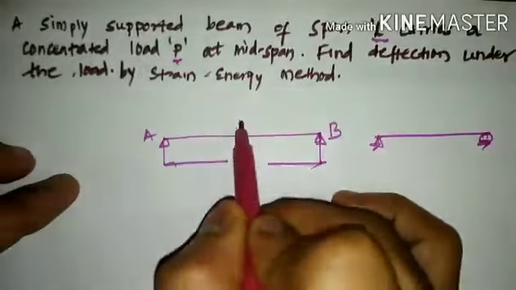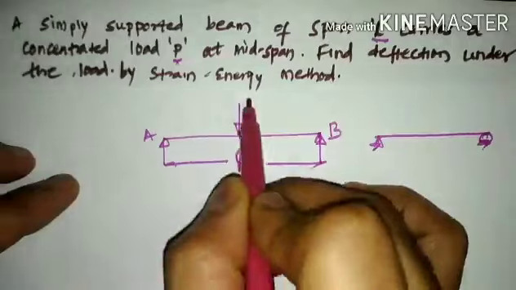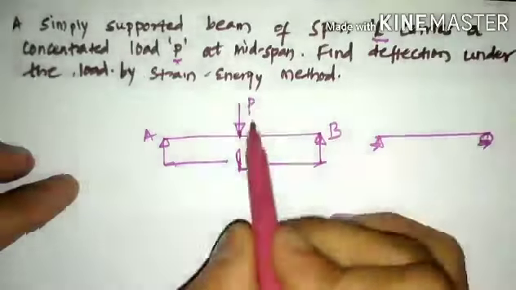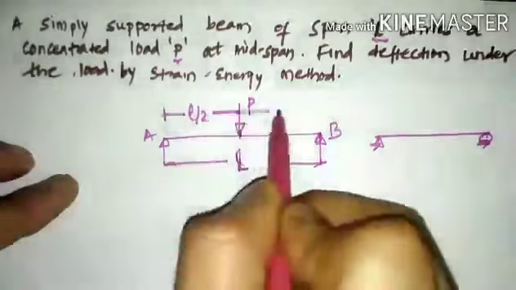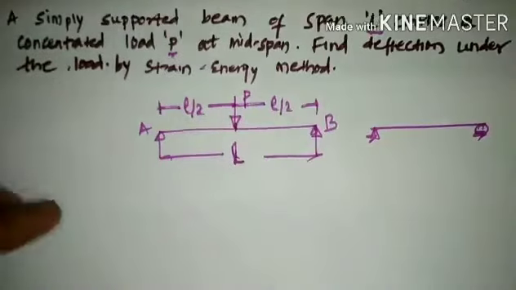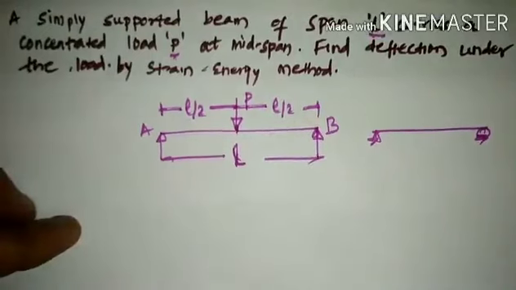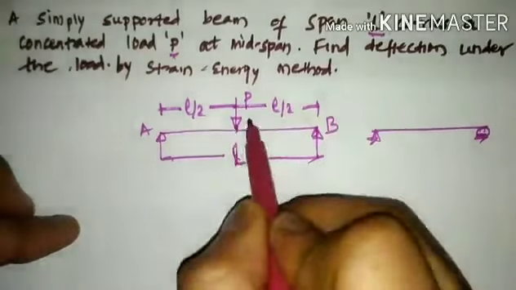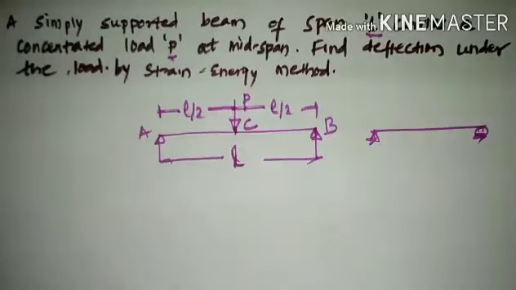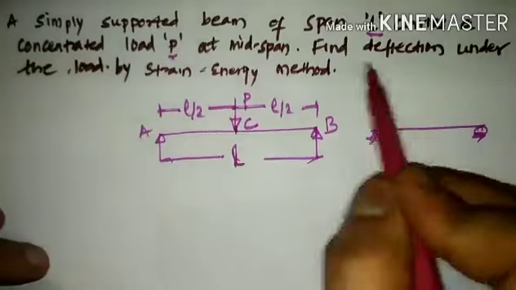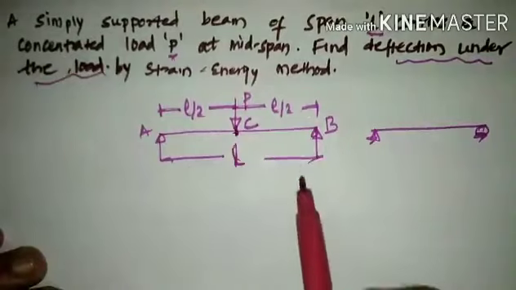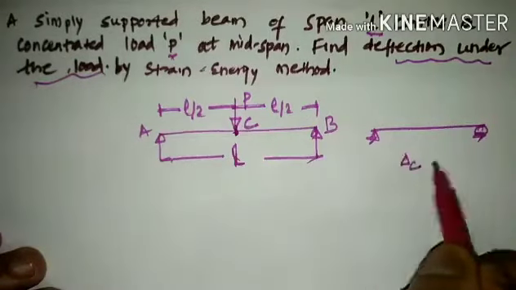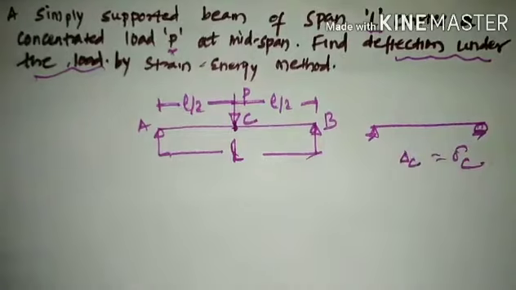Midspan means center. It is subjected to a concentrated load P at the center, which indicates the total span is divided into two parts, L by 2 and L by 2 on either side, so that the total distance comes out to L. The position where this concentrated load is placed, we shall name as point C. We need to find the deflection under the load, that means the deflection at point C, which is delta C, or small delta c.